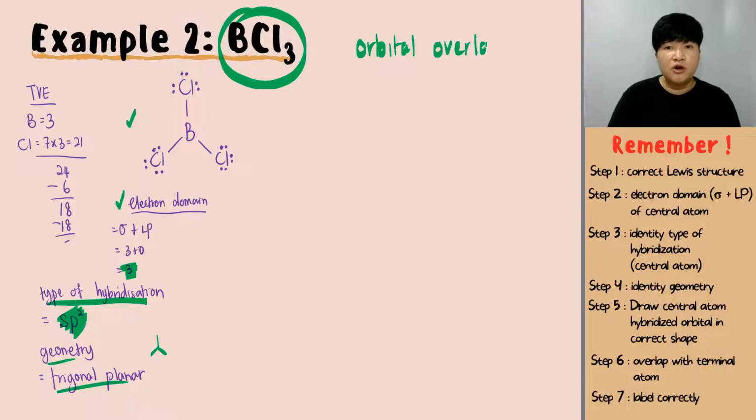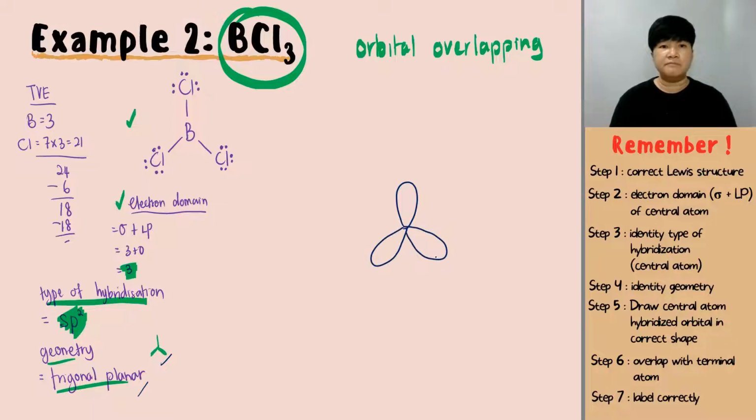So we are going to draw the orbital overlapping once again. But right now, the geometry is different because the hybridization is different. Okay? So let's start off with your central atom boron. Your boron central atom is sp2 in the shape of trigonal planar. So let's start with a trigonal planar. Don't forget to label them. The central atom is boron. The type of hybridization is sp2. Make sure you label them before you move on to the next step.